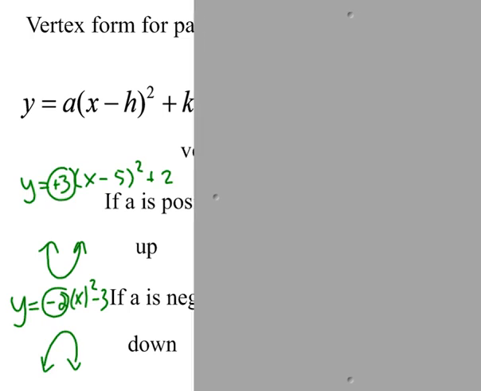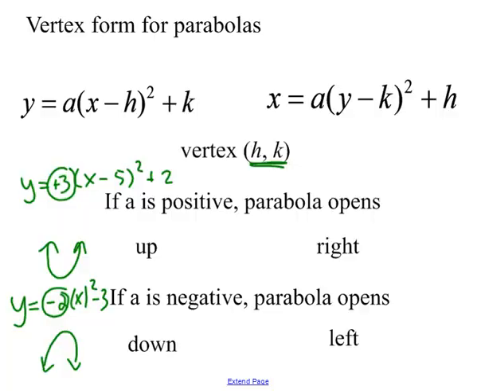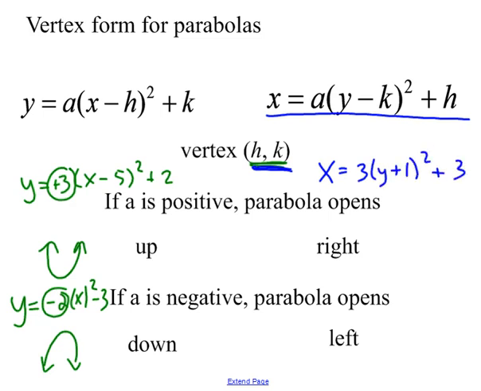What's new to us is this idea of x equals a(y minus k) squared plus h. So now we've switched the x and y's around as well as the h and k, but our vertex here is still (h, k). All right, so if we have a positive a value, then our parabola will open to the right. But if we have a negative a value, then our parabola will open to the left. All right, so let's look at some examples of this.